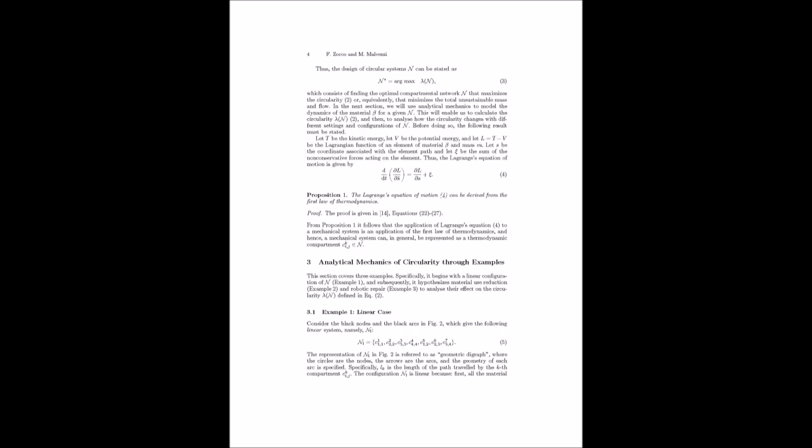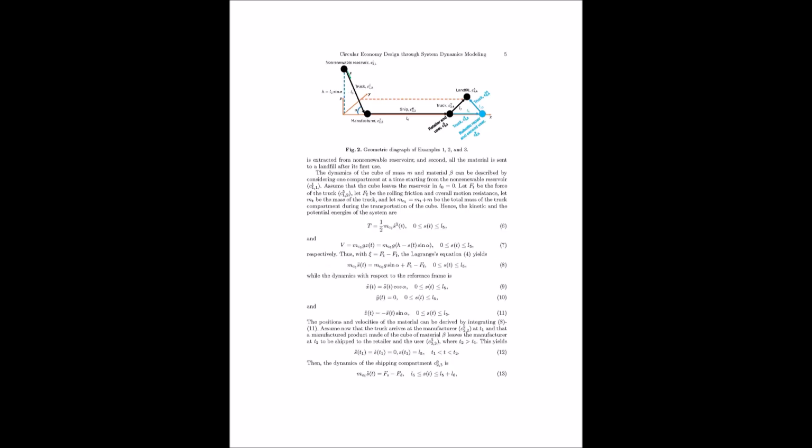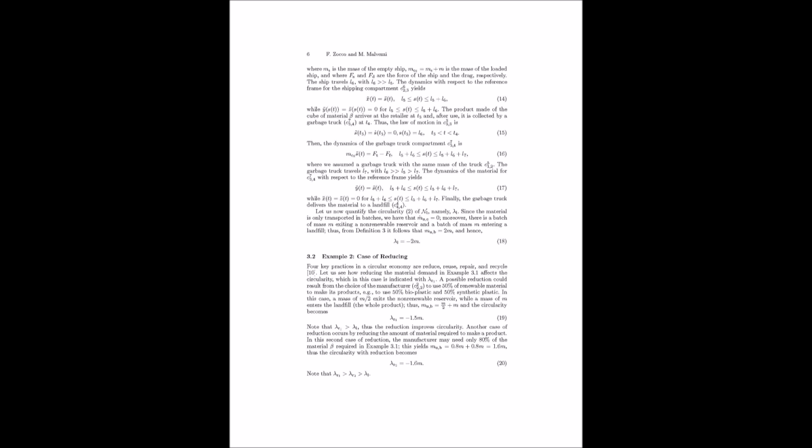Circles are like different compartments: the mine, the manufacturer, the user, and finally the landfill. Arrows show how the materials move between them. Got it. So in this linear case, it's just a simple one-way flow. Materials are extracted from the mine, sent to the manufacturer, then to the user, and boom, straight to the landfill. No attempt at recovering or reusing anything. Exactly. No loops, just a straight line to the landfill.